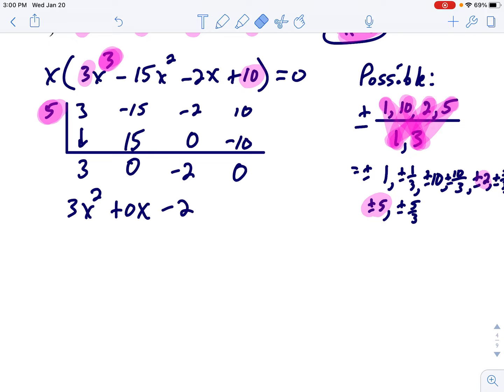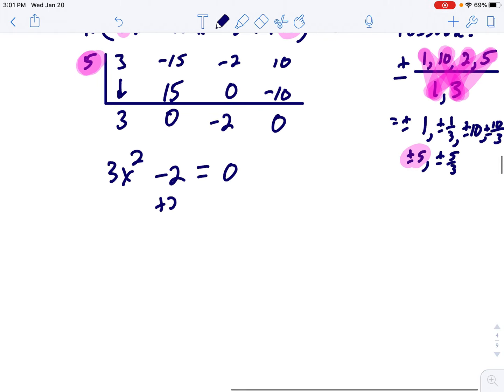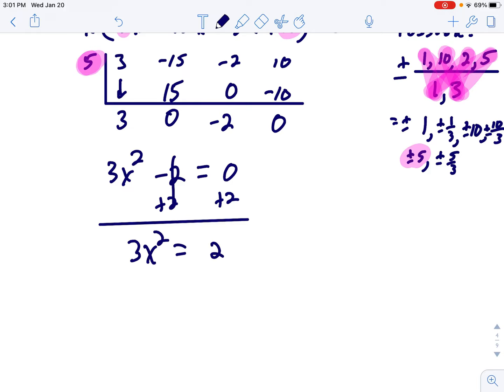But in algebra, if you're really doing algebra, you wouldn't include 0x, right? So what we have here is basically 3x squared minus 2 equals 0. And this we can solve. We don't even have to factor it. We can just add 2 to both sides. That cancels out. 3x squared equals 2. Divide both sides by 3. You get x squared equals 2/3.